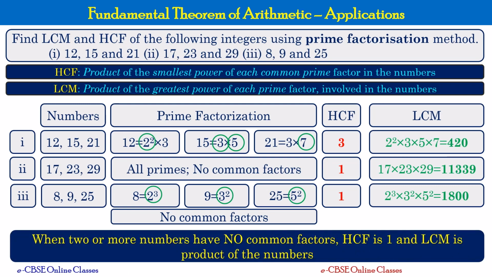So when 2 or more numbers have no common factors, you need to remember that HCF is directly 1 and LCM is the product of those numbers. Please remember this.